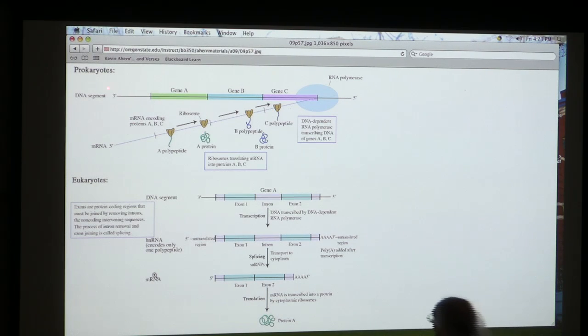Prokaryotes arrange their genes in clusters. A, B, C. A is right next to B, is right next to C. Eukaryotes don't arrange their genes in clusters. They arrange their genes usually pretty isolated from each other. That's one big difference. So one of the reasons that eukaryotes have chromosomes that are much bigger than prokaryotes is because the spaces between the genes are quite a bit larger in eukaryotes than they are in prokaryotes. So the spacing is different.